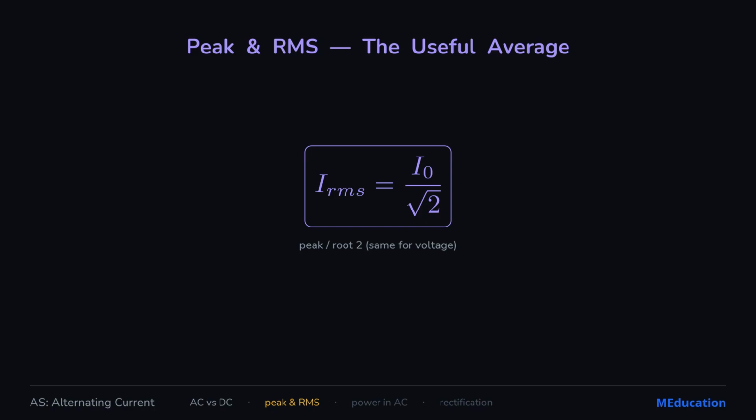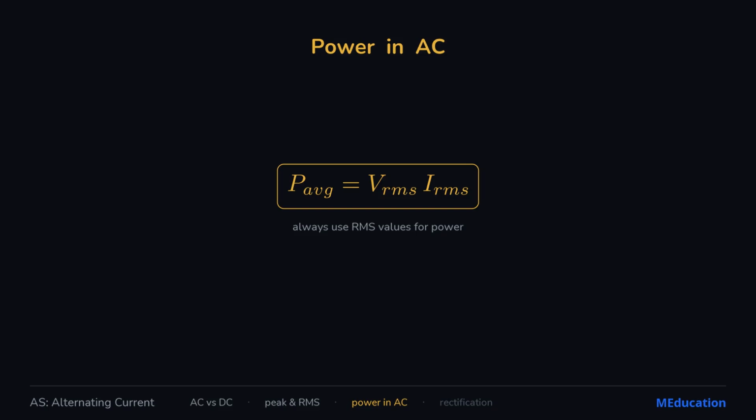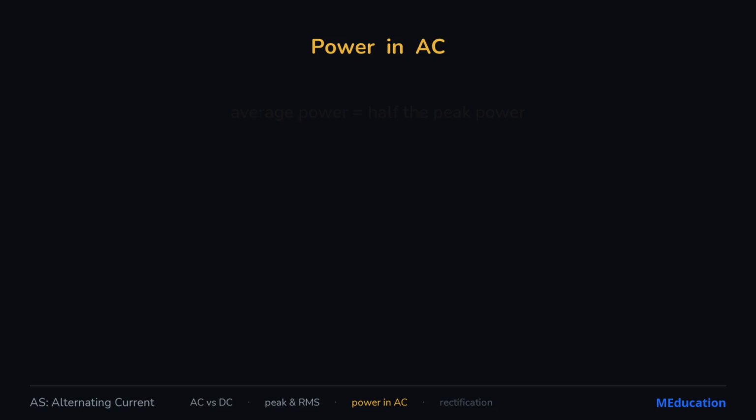The same factor links peak and RMS voltage. So when the mains is quoted as 230 volts, that is the RMS; the actual peak voltage is markedly higher, around 325 volts. This is exactly why RMS matters: power. The average power delivered by AC is found using the RMS values, not the peak ones. Average power equals RMS voltage times RMS current. If you mistakenly used the peak values, you would overestimate the power by a factor of 2, which is the single most common AC mistake.